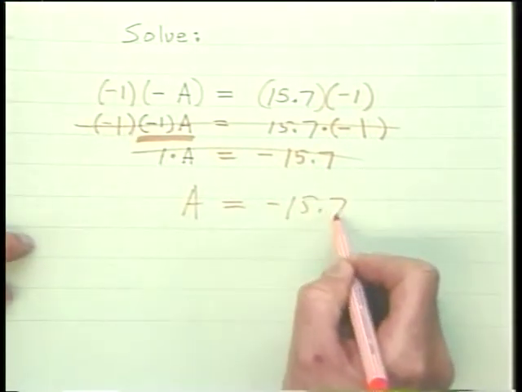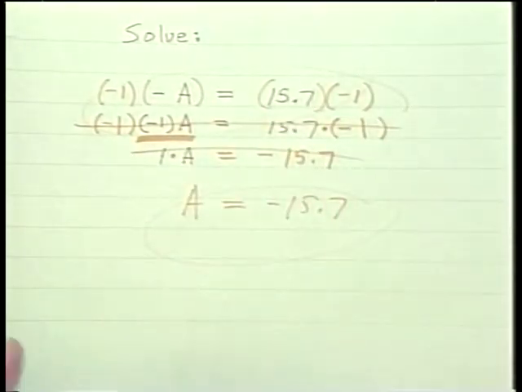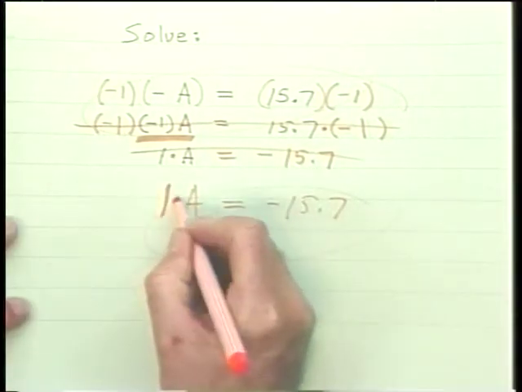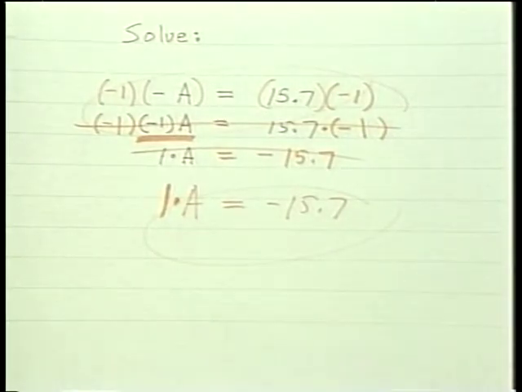And then, of course, with very little practice, you're simply doing this whole thing mentally, which is what we want in the end. But see, always remember it's a positive 1 times the variable that I need in order to say that I've solved the equation.